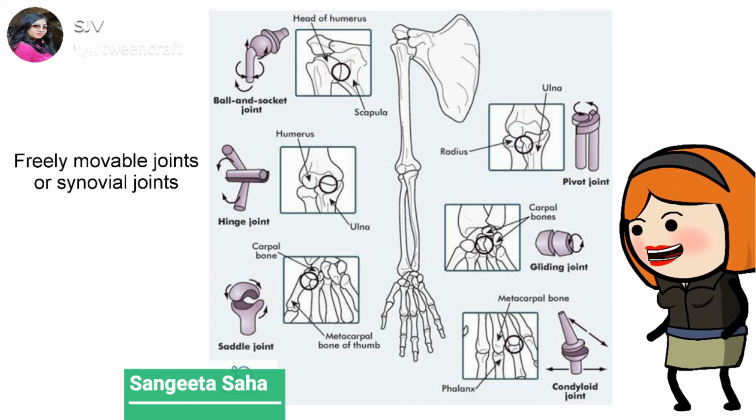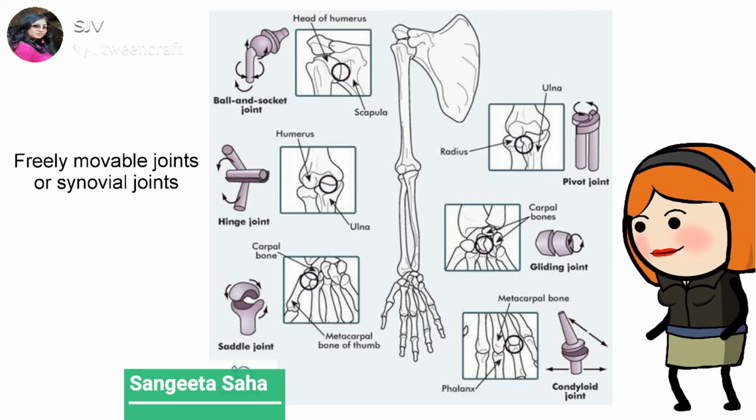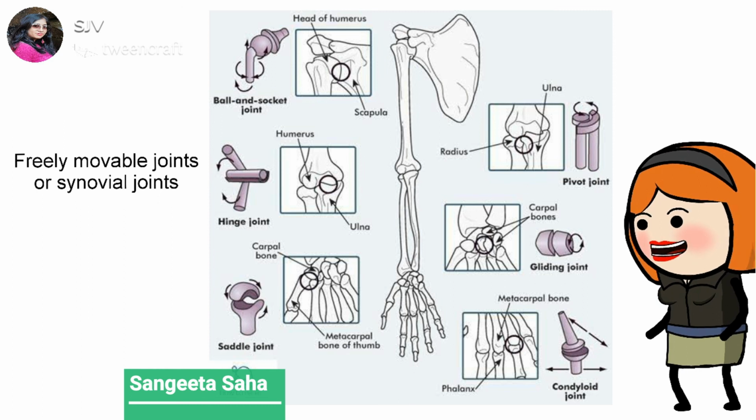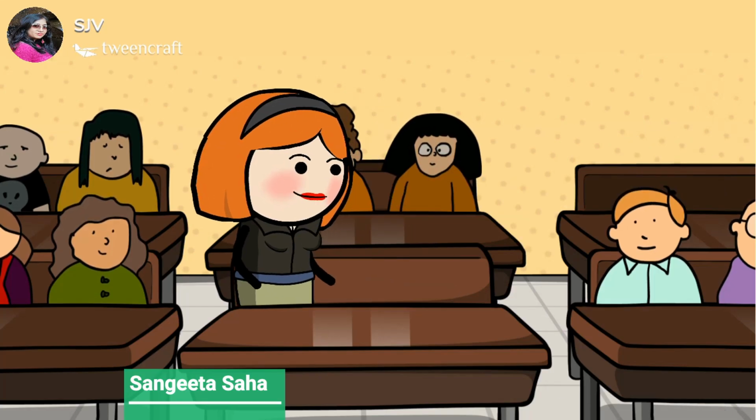So in other words, a saddle joint is the joint where one of the bones forming the joint resembles a saddle, with the other bone resting on it like a rider on a horse. The joint between the trapezium of carpus and metacarpal of thumb is an example of saddle joint. So this was all about the joints and the types of joints.